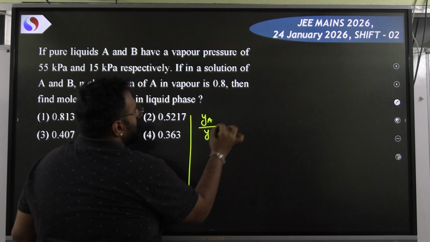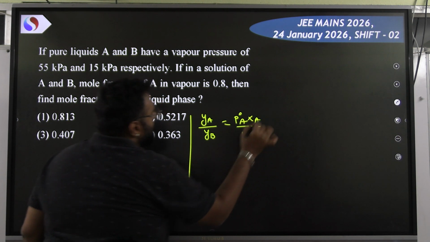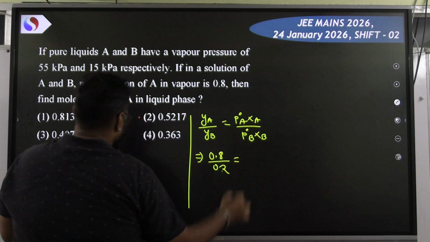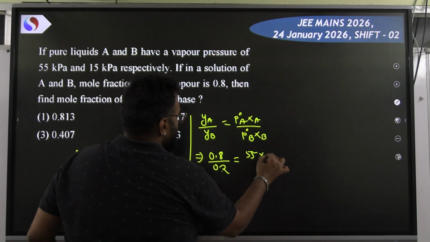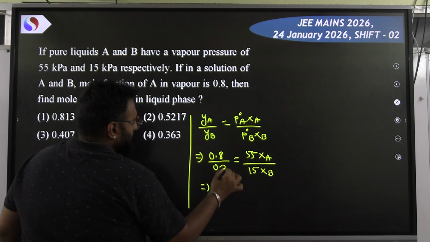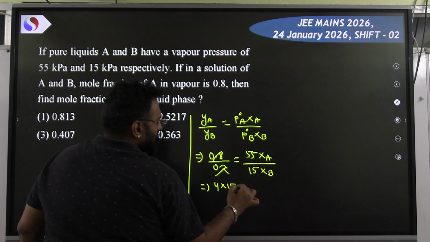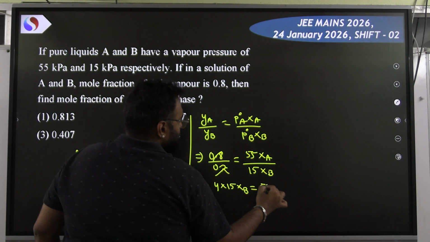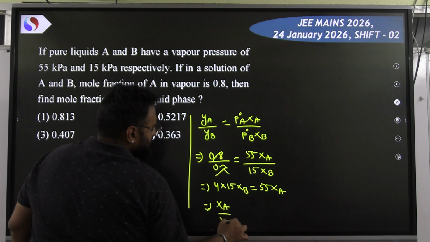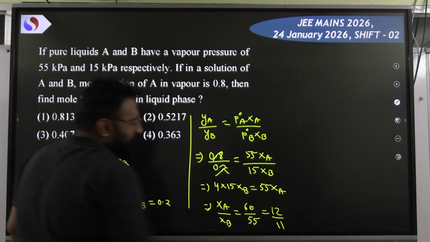So you know the formula: Ya by Yb is equal to P naught A Xa upon P naught B Xb. So this is 0.8 upon 0.2 is equal to 55 Xa upon 15 Xb. So this will be 4 into 15 Xb is equal to 55 Xa. So can I write Xa by Xb is 60 by 55, that is 12 by 11.